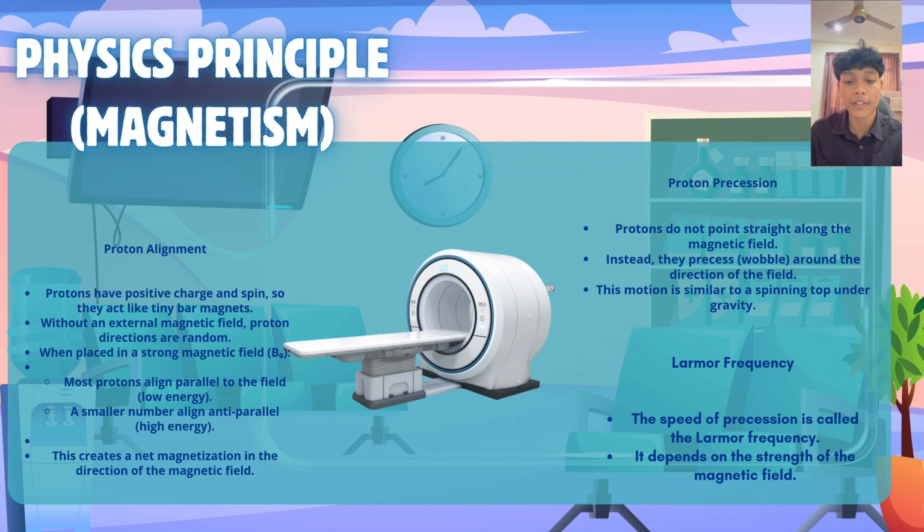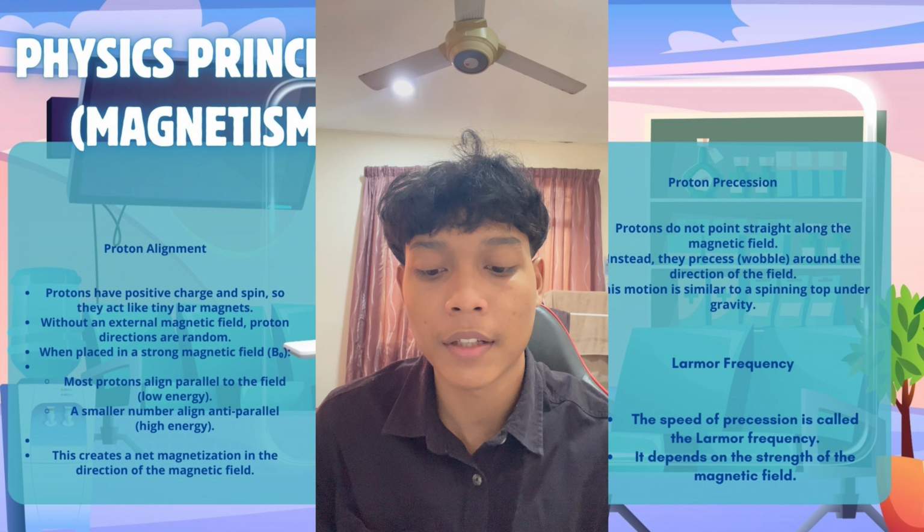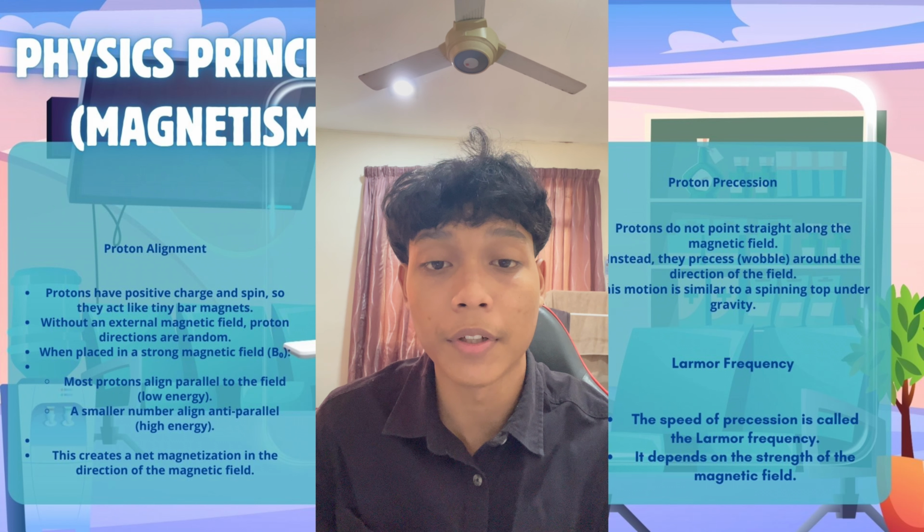Next, we go to physics principle, magnetism. Proton alignment. Protons have positive charge and spin, so they act like teeny bar magnets. Without an external magnetic field, proton directions are random. When placed in a strong magnetic field, B0, most protons align parallel to the field at low energy. A smaller number align anti-parallel at high energy. This creates a net magnetization in the direction of the magnetic field.